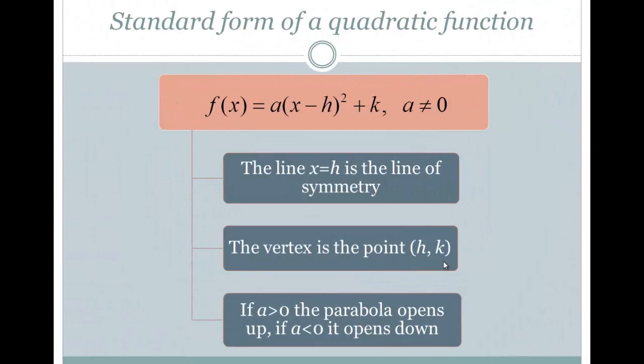Here's the standard form of a quadratic equation. f of x is equal to a times x minus h quantity squared plus k. The line of symmetry here is the vertical line, x is equal to h. The vertex is the point (h, k). All right, and if a is greater than 0, we already saw the parabola opens upward. If it's less than 0, it opens downward. Okay, so this is important to know. We're going to work on putting a quadratic equation in standard form now.